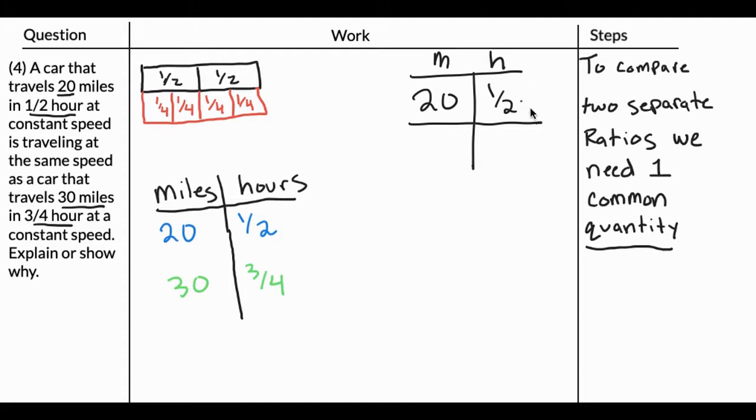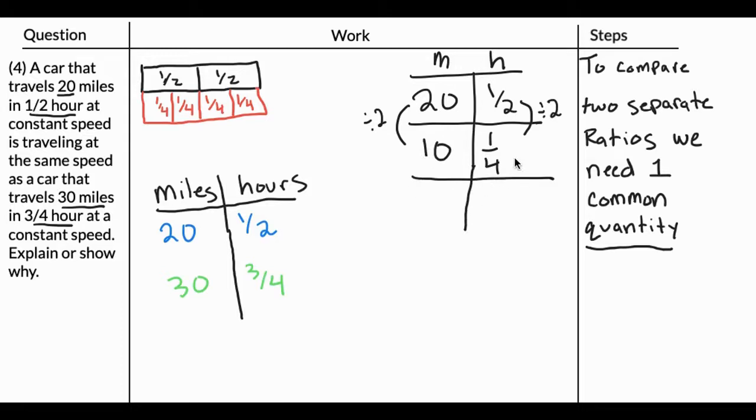So if I were going to divide this by 2 or multiply it by 1/2 to take half of it, I would get 1/4 because I know 1/4 is half of 1/2. Now I'm going to divide this by 2 to keep it an equivalent ratio here. So 20 divided by 2 is 10.